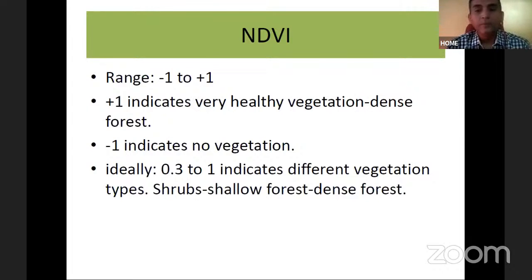Why so? Because everything from dense vegetation and shallow forest to agriculture patterns varies, and hence the range will also vary a lot. So it is 0.3 to 1. 0.3 will indicate grasslands, 0.4 maybe shrubs, and as it increases beyond 0.5 it can indicate different stages of forest. So 1 means dense forest. You can easily identify such things. All the way from shrubs and shallow forest to dense forest, this range will vary. I hope this is okay.